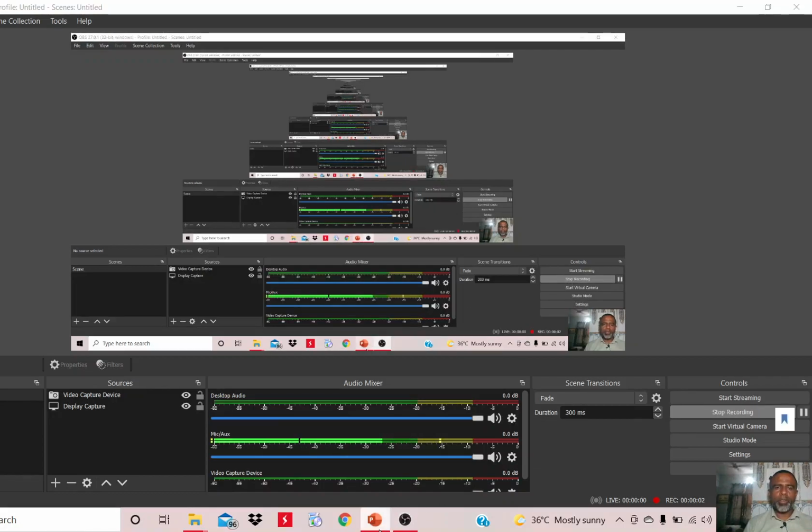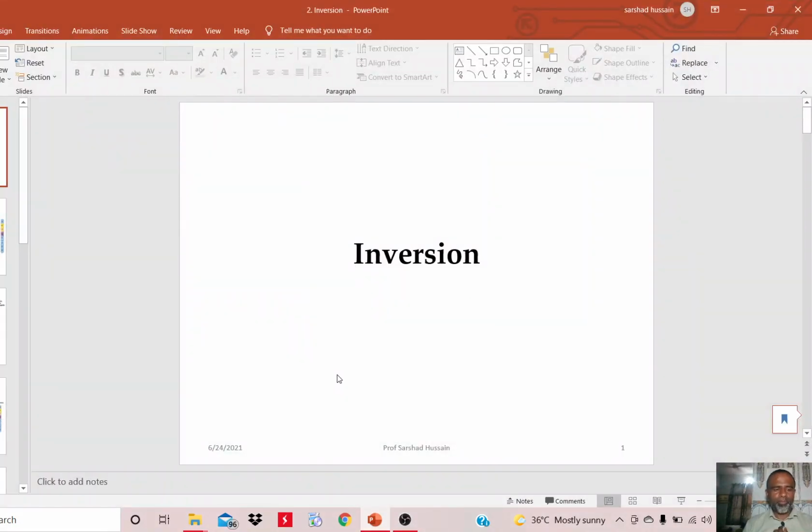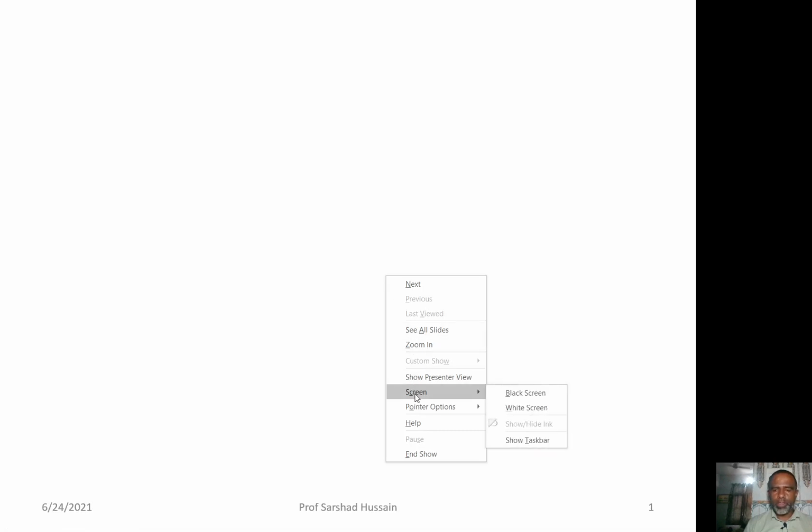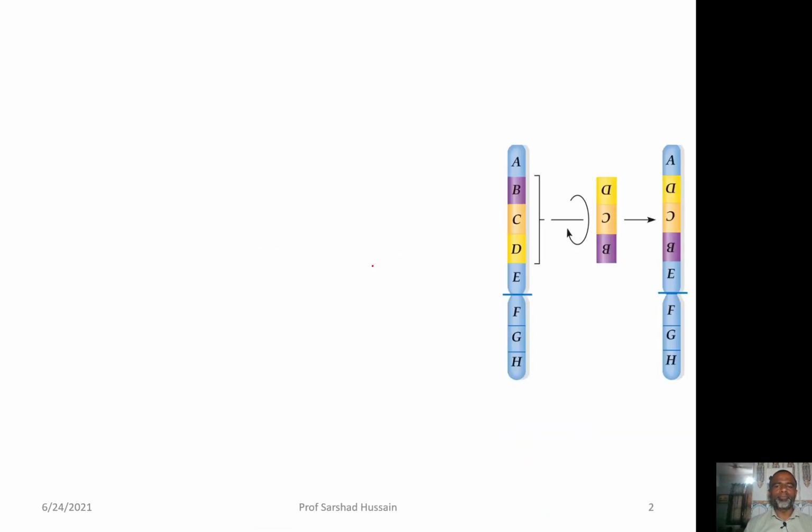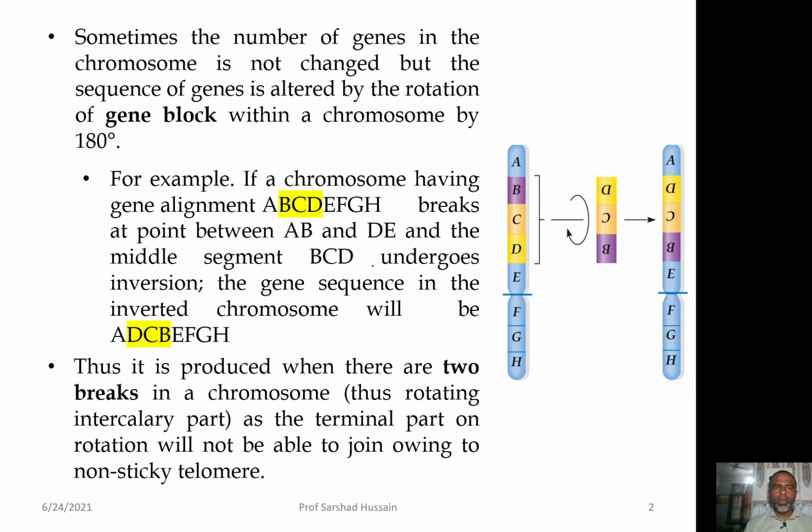Dear students, let us start another topic in the chromosomal structural changes, chromosomal aberrations, and that is the inversion.